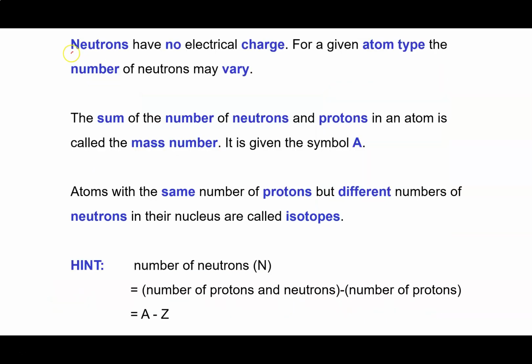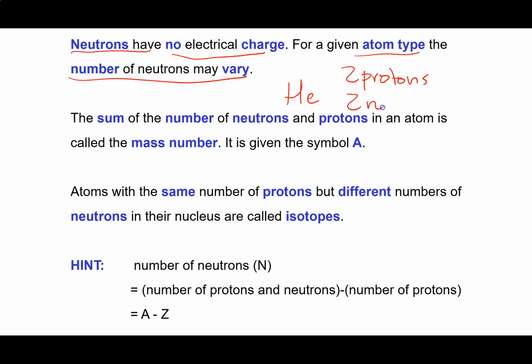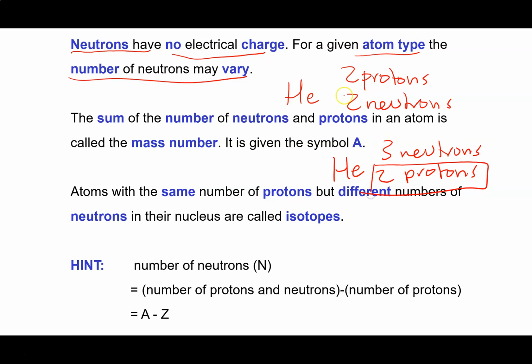Okay, neutrons, they don't have an electrical charge. And it turns out that for a given atom type, the number of neutrons might vary. So you could have a helium atom. Now all helium atoms have 2 protons. Most helium atoms also have 2 neutrons. But you could have a helium atom that has 3 neutrons and 2 protons. It would still be a helium atom, because the type of atom is determined by how many protons it has.